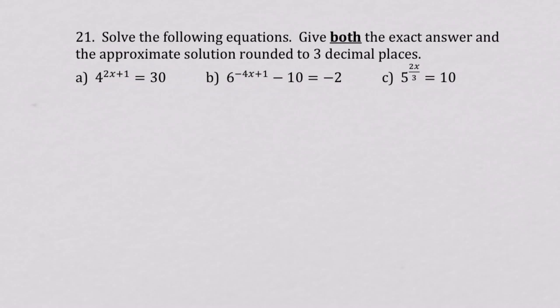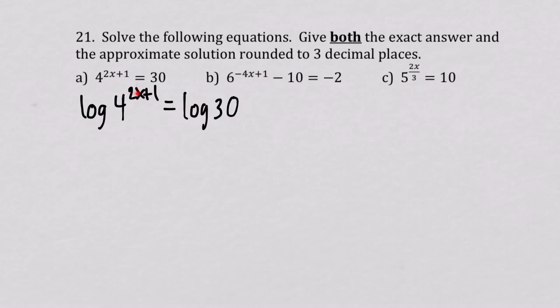A says 4 to the power of 2x plus 1 equals 30. I'm going to take the log of both sides, base 10. Log of 30. So I'm using the common logarithm to solve it, the common logarithm which is base 10.